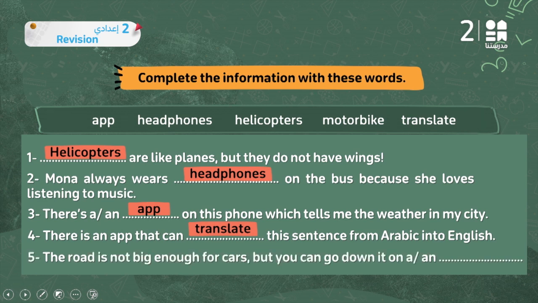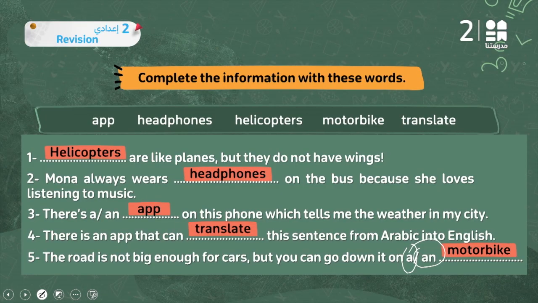Okay, and number 5, the last one for this slide. The road is not a road, اللي هو الطريق, is not big enough for cars. But you can go down it on a or an space. Motorbike يعني الطريق مش واسع enough للcars. That's why I need a motorbike أو موتوسيكل عشان to move with it easily. طيب, let me just refer to something. I want to use my pen here.